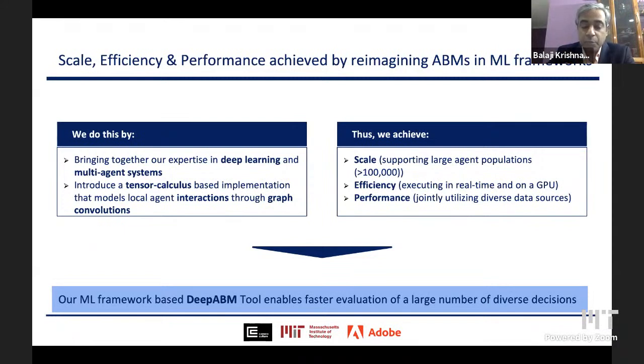So once we are able to do this, we are able to achieve large scale. We can support large agent populations, larger than 100,000 agents. We can utilize GPUs, or graphics processing units, which are very efficient computational units, and get you results in a near real-time fashion. And we are also able to integrate diverse data sources, which are necessary to model such complex phenomena and give you highly performant models. So by using this ABM tool, we are able to quickly evaluate a large number of diverse scenarios and come up with good decisions.